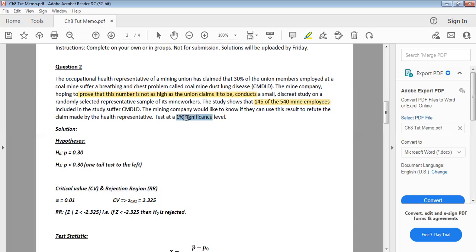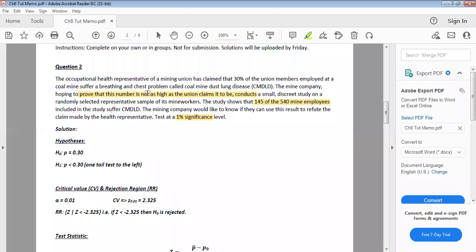And then we have a 1% significance level. So the most important thing to note is what I've highlighted here. This is a study of 145 out of 540. So you should know that's a proportion. So I'm not dealing with any other value but proportions. That's our p-value. So our hypothesis, and also what they are proving, they want to see if that proportion is as high as they claim it to be.